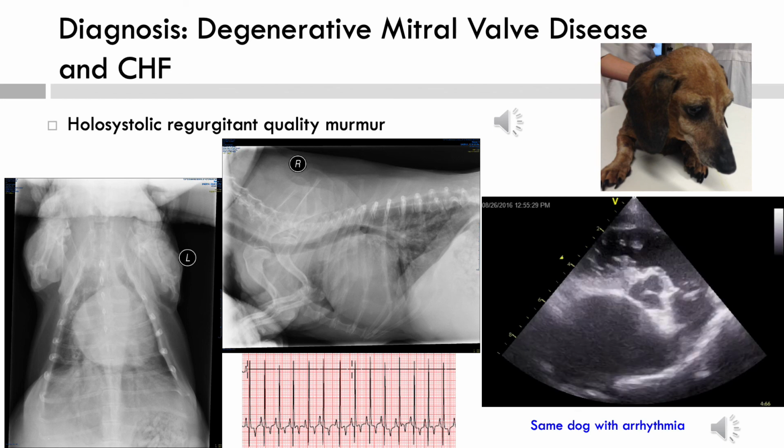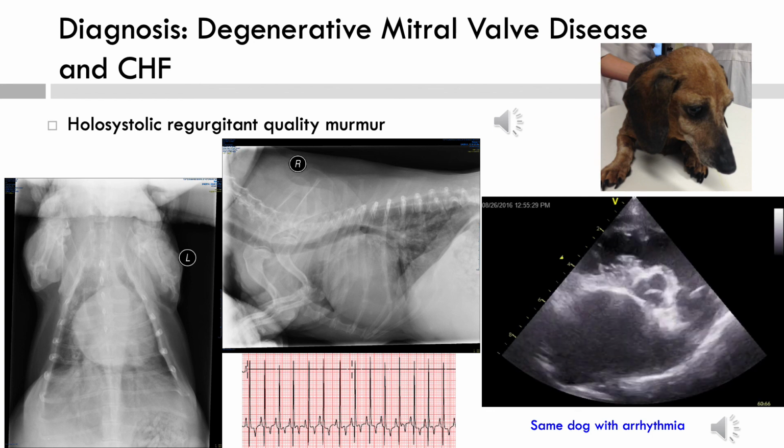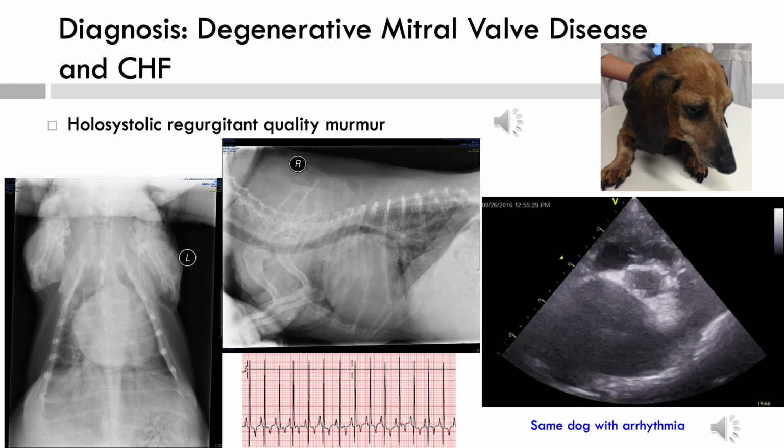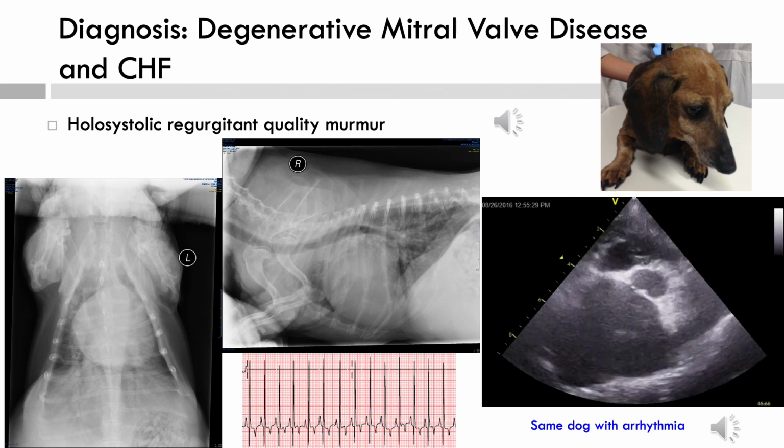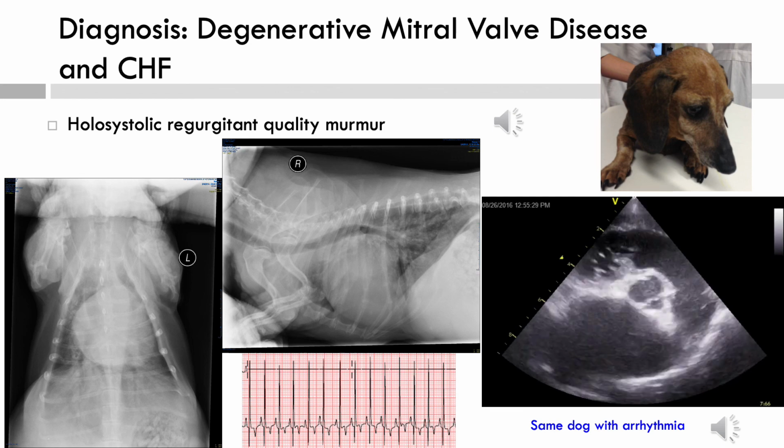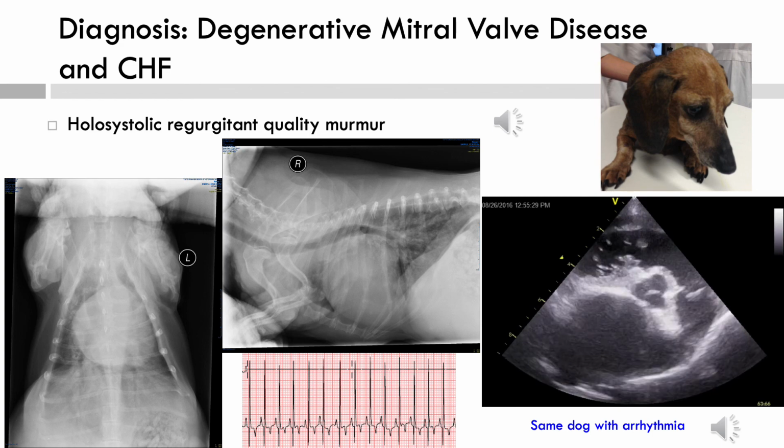Let's listen to this same dog, this time with some arrhythmia caught on the recording. Listen for the regular rhythm at the beginning, and then there'll be just a little bit of a hiccup as a result of a couple of premature depolarizations.